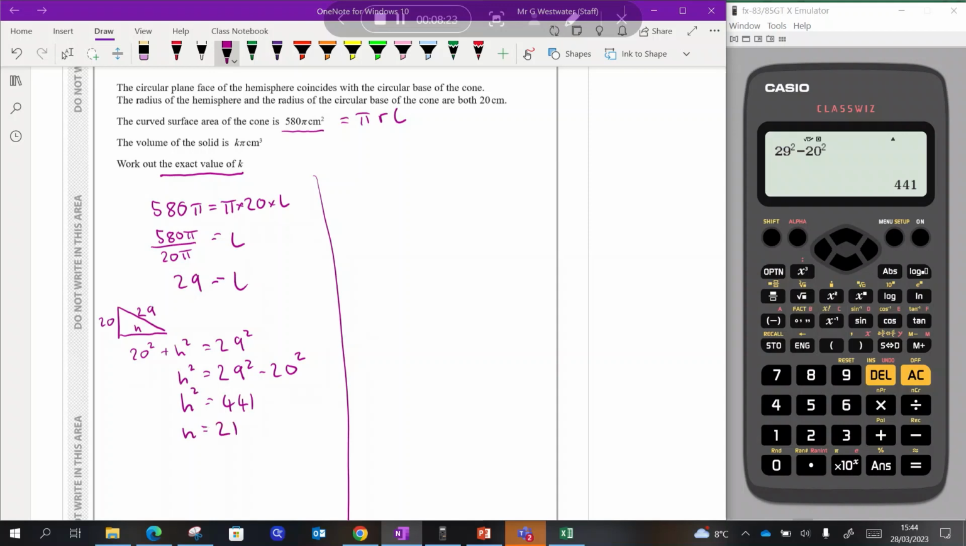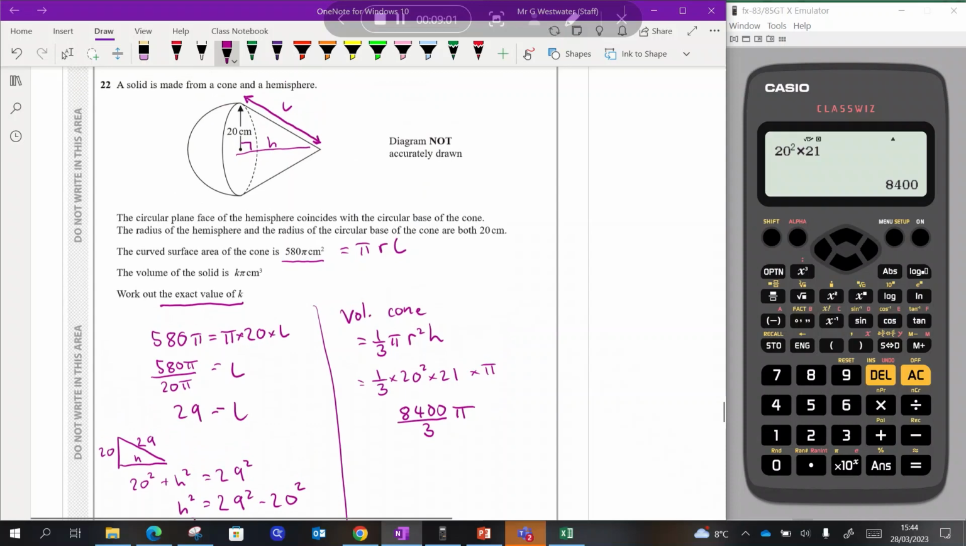Okay, so the volume of my cone is going to be 1/3 pi r squared h. So this is going to be 1/3 times 20 squared times 21 times pi. So 20 squared times 21 equals 8400. So this is going to be 8400 times 1/3, so 8400 over 3 pi. Okay.